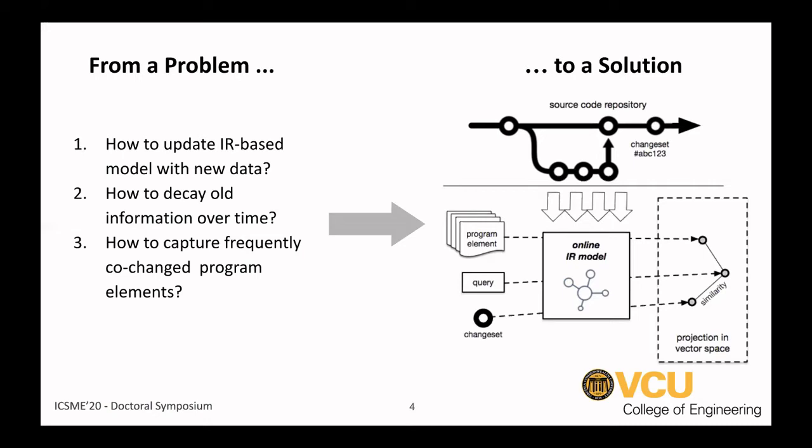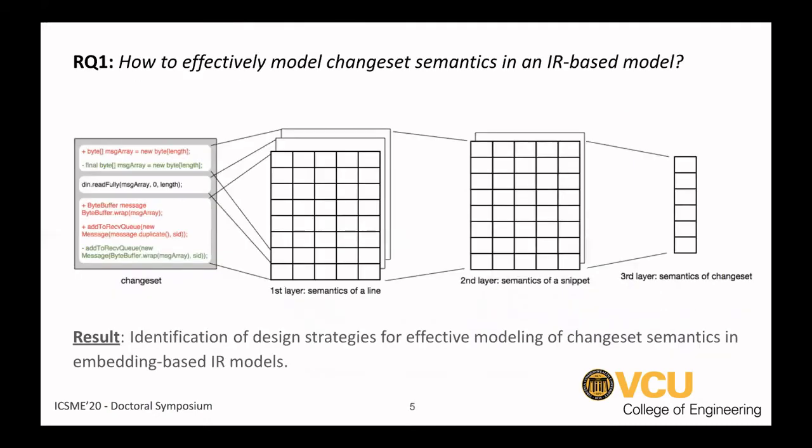We divide this work into three main steps. First, we plan to study how to effectively model changeset semantics. Overall, changesets encode semantics in at least three ways: at the level of each modified line, at the level of each code snippet, and finally, the whole changeset has its own semantics. Our plan is to take advantage of each of these levels of granularity to build a hierarchical convolutional neural network.